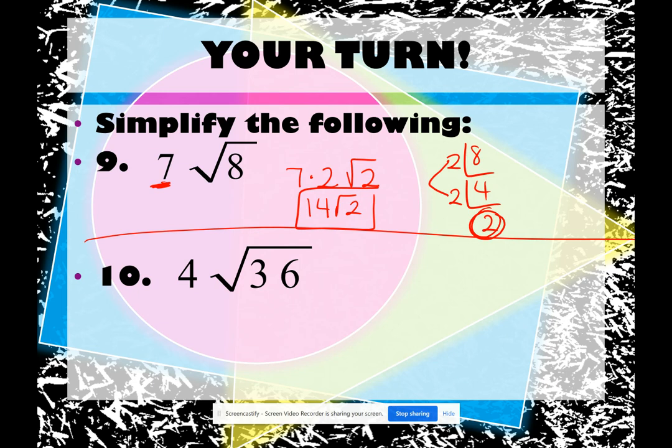Now, on the next one, I noticed something special about this. This is a perfect square. The square root of 36 is 6. So really, all you have to do is multiply these 2 together to get 24. And you're finished.